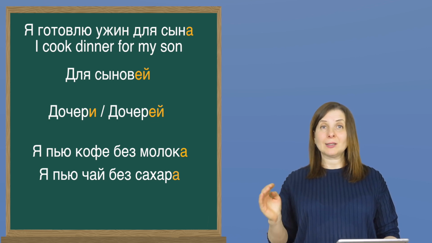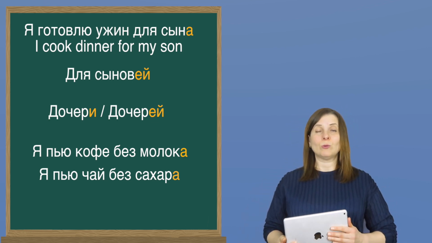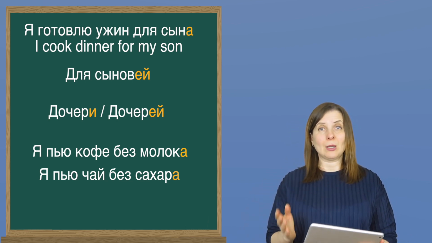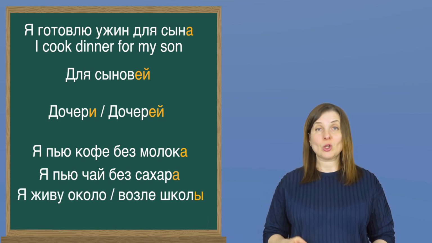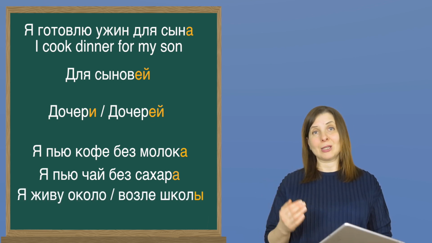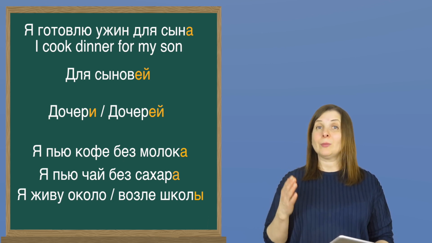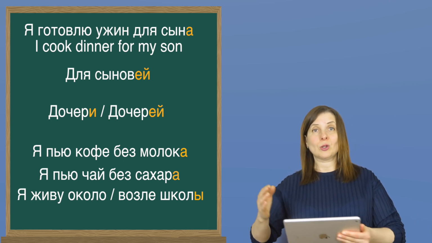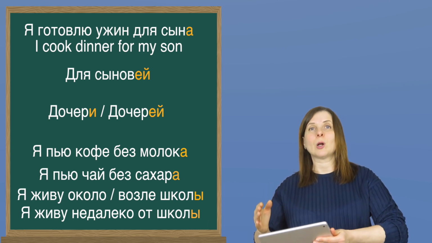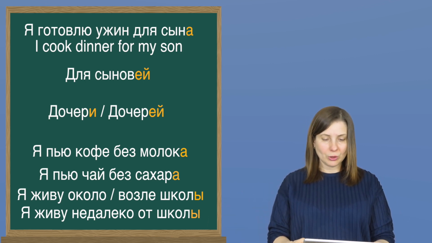I live near school. Я живу возле, or you can say около школы. Школа, feminine, ending ы in genitive. Я живу возле школы. Or it can also be недалеко от школы. Not far from school. Недалеко от школы.